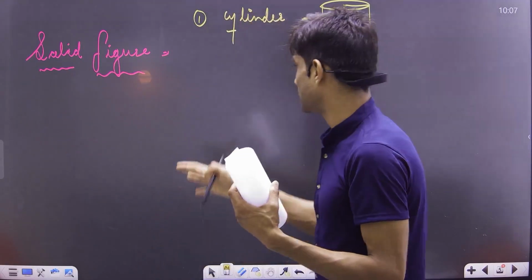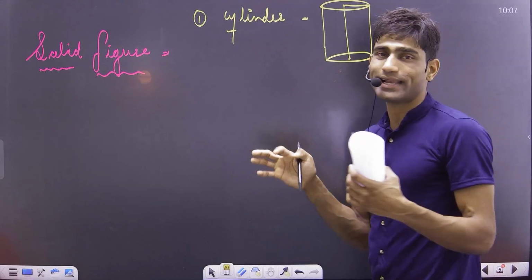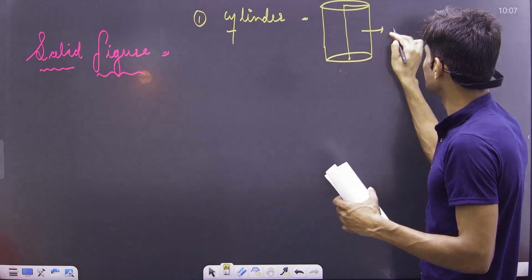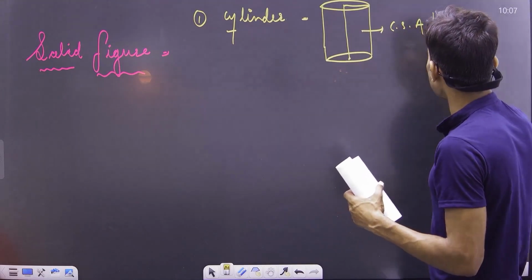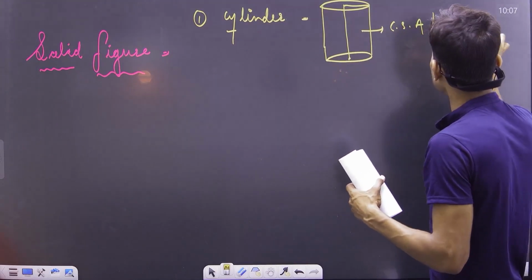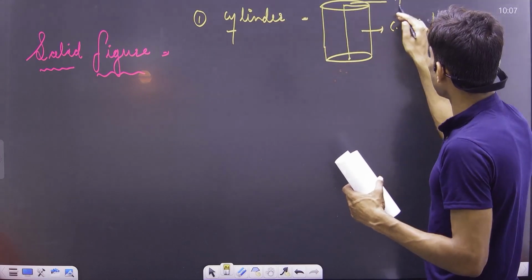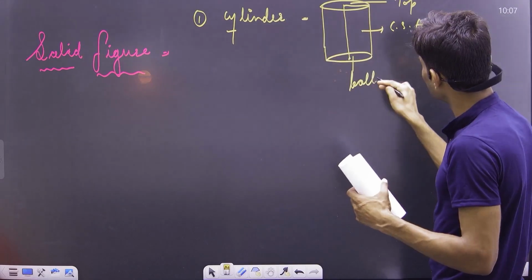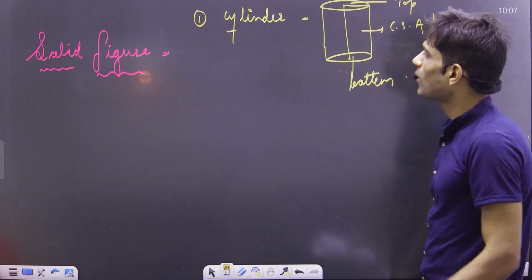Now this one we have is a cylinder. As you are all familiar with the concepts here, this one is the curved surface area or lateral surface area. This one is the area of the top. This one is the area of the bottom. This is the area of the top and bottom.